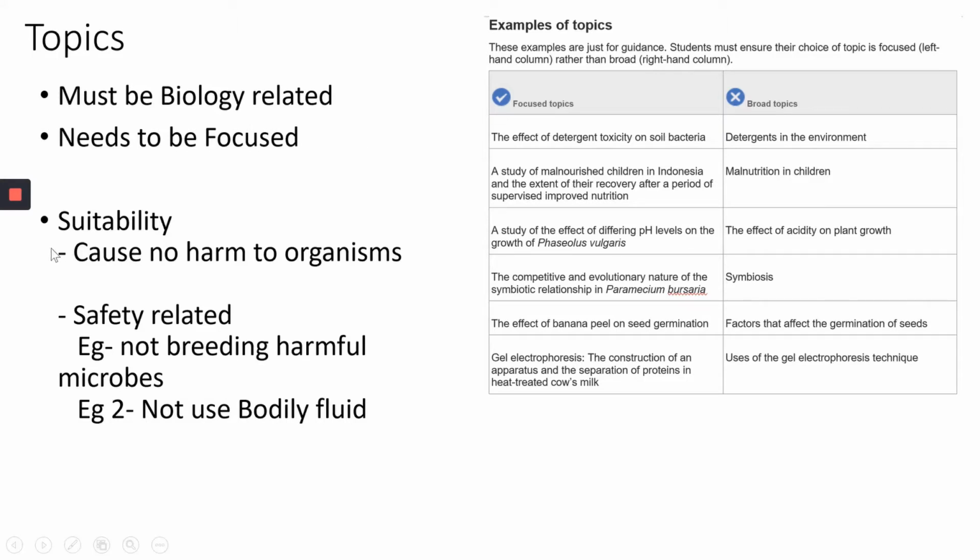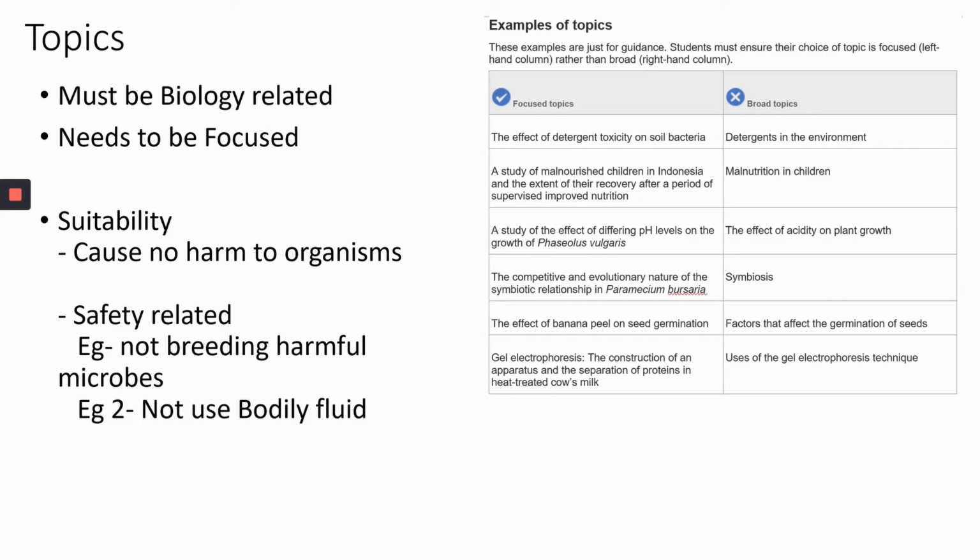And then the next part is suitability. A few things from the IB guidance: your experiment should not cause harm or death to the organism that you're testing. For example, let's say you're looking at caffeine and mealworms. Before you conduct your experiment, you should look at the safe concentration of caffeine for the mealworm, so you don't kill the mealworm during the experiment.